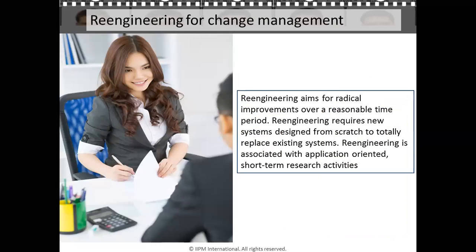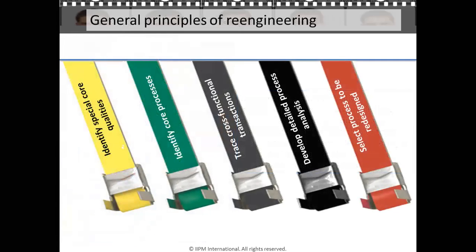Re-engineering for change management. Re-engineering aims for radical improvement over a reasonable time period. Re-engineering requires new systems designed from scratch to totally replace existing systems. Re-engineering is associated with application-oriented short-term research activities. General principles of re-engineering: identify special core qualities, identify core processes, trace cross-functional transactions, develop detailed process analysis, and then select process to be redesigned.